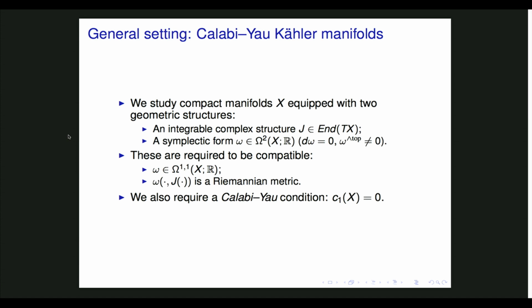And these two geometric structures are required to be compatible in the sense that this symplectic form should be of type 1,1 with respect to the complex structure. And when you put them together in the way I've indicated up there, you get a Riemannian metric called the Kähler metric. And we also require a Calabi-Yau condition. The first Chern class of the tangent bundle should vanish. So that's the geometry that we'll be studying for the rest of my talks.